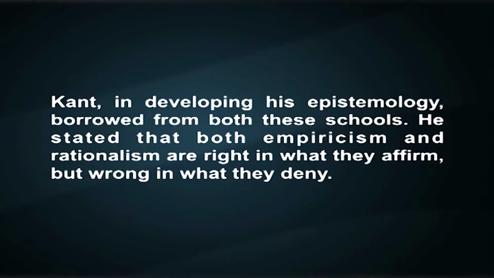Kant, in developing his epistemology, borrowed from both these schools. He stated that both empiricism and rationalism are right in what they affirm, but wrong in what they deny. Empiricism is right inasmuch as it opines that the raw material of knowledge is received through the senses, but it is wrong in denying a priori faculties of the mind which are required for generation of knowledge. Rationalism is right in saying that there are a priori factors of knowledge, but it is wrong in saying that all knowledge is already present in the mind.